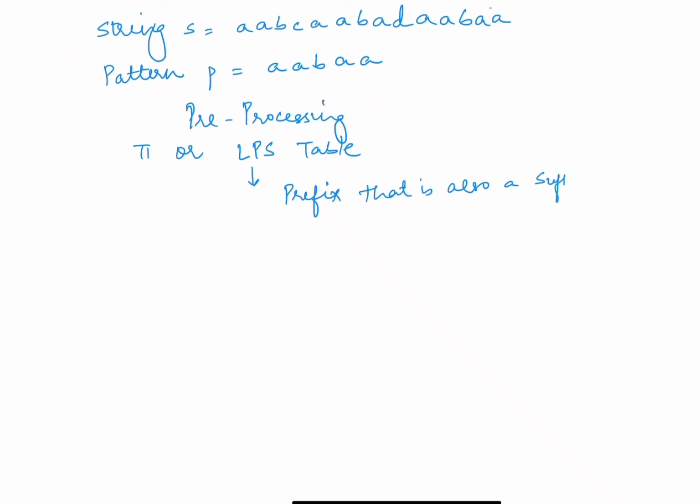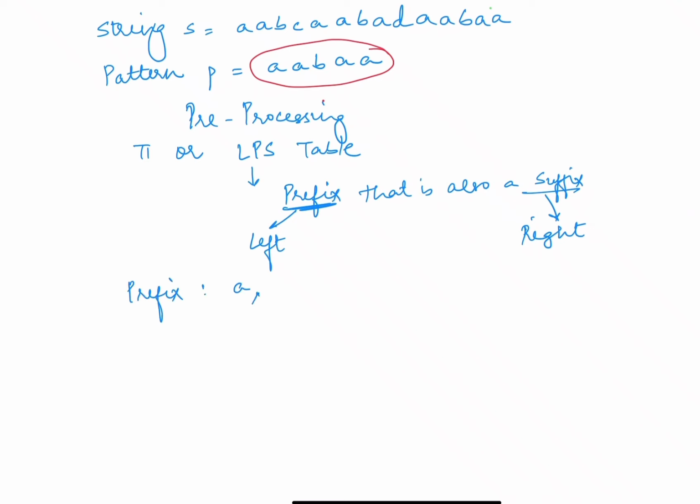I hope everybody knows what we mean by prefix and suffix. A prefix always starts with the leftmost character of the string, and a suffix always ends with the rightmost character of the string. For this pattern, let's see what the prefixes and suffixes are. The prefixes are A, starting with the leftmost, then AA, then AAB, then AABA, and then AABAA.